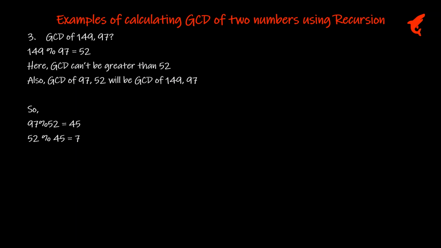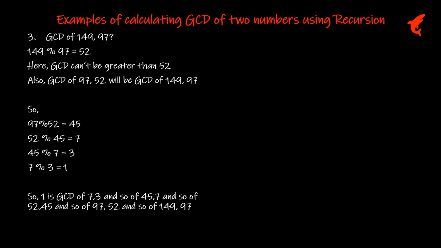The result of the modulus operation is going to be 7, and then 45 modulus 7 is going to give us 3, 7 modulus 3 is going to give us 1, and 1 is going to be the GCD of 7 and 3, and therefore of 45 and 7, and also therefore of 52 and 45, and so of 97 and 52, and therefore also of 149 and 97.